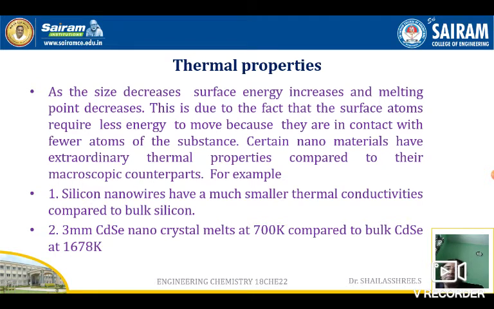If you take a CdSe nanocrystal, a 2.3 nm CdSe nanocrystal melts at 700 K compared to the bulk crystal. If you take the bulk crystal, it will be melting at 1678 K. The nanomaterial of the CdSe crystal has a melting point of around 700 kelvins.